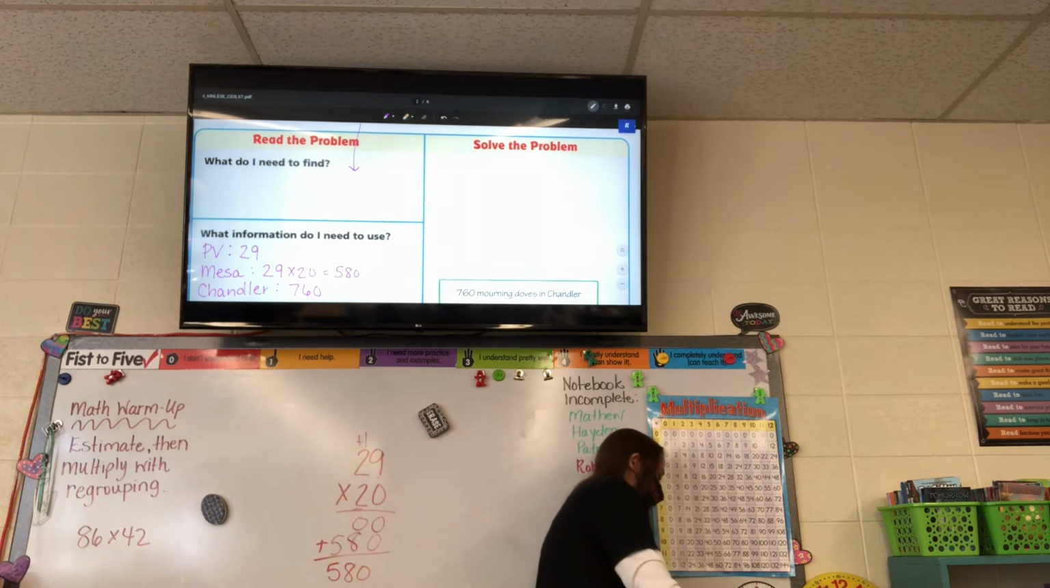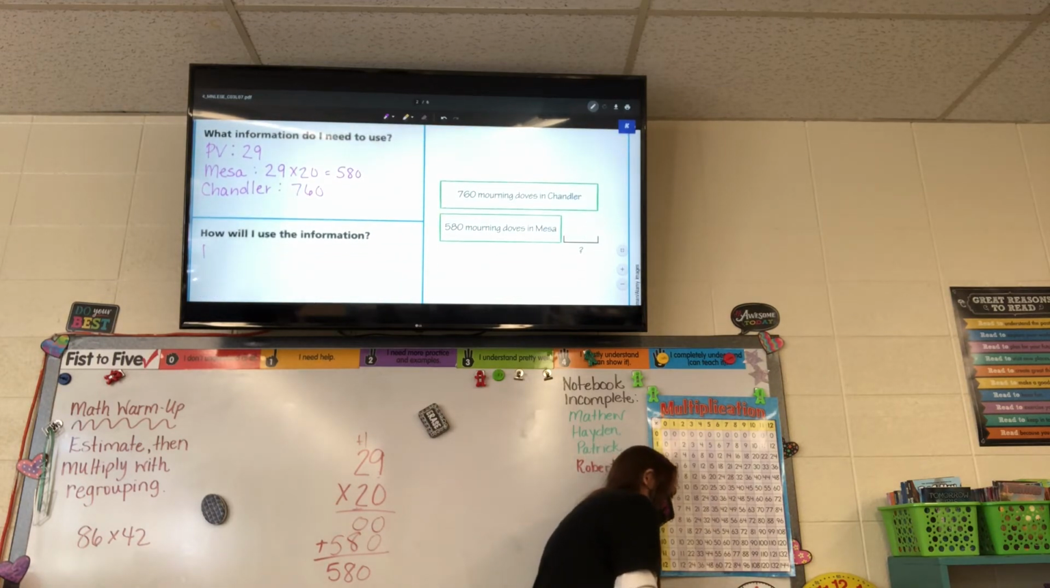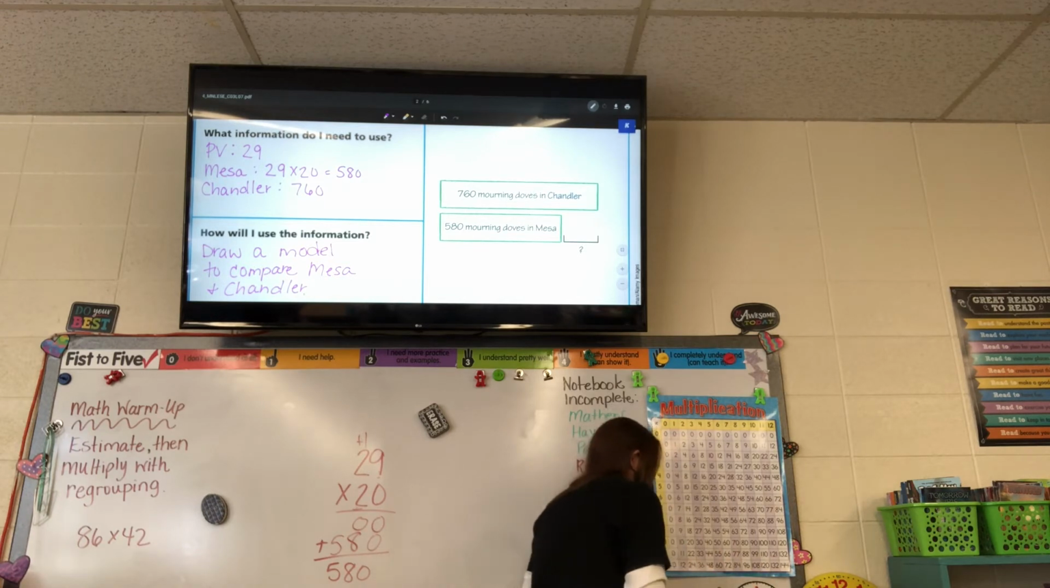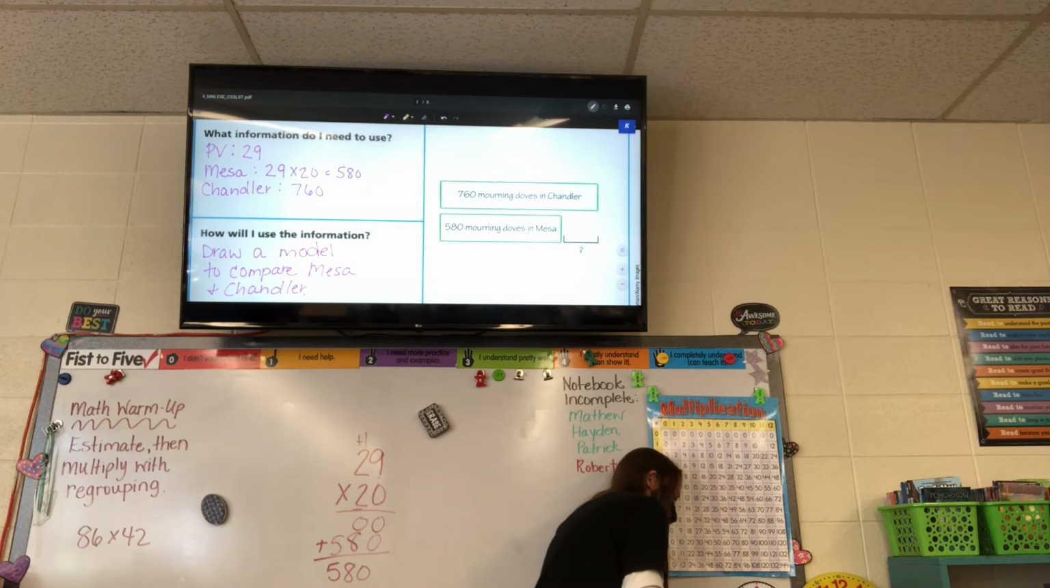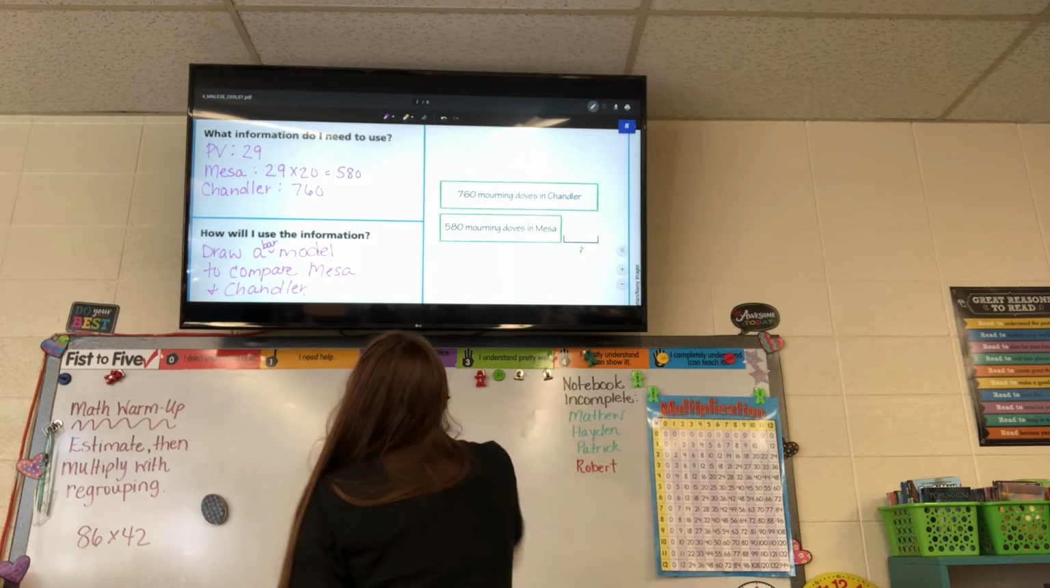Okay, and then down here it says, how will I use the information? This is what you're going to write. Draw a bar model to compare Mesa and Chandler. You forgot bar model. Here we go. Draw a bar model. Thank you, Burnley. Draw a bar model to compare Mesa and Chandler.